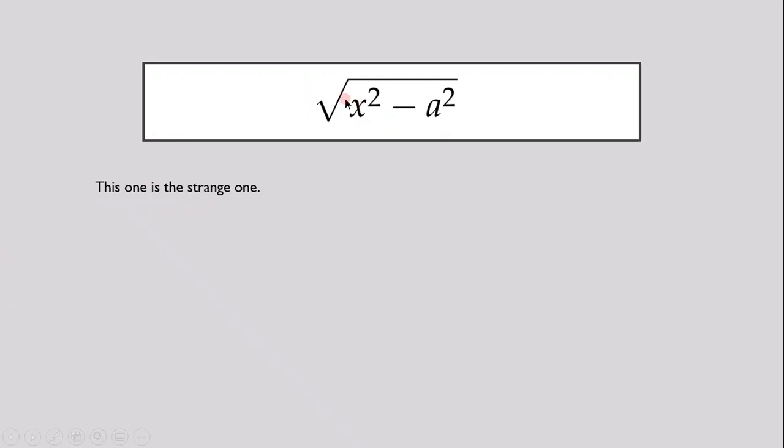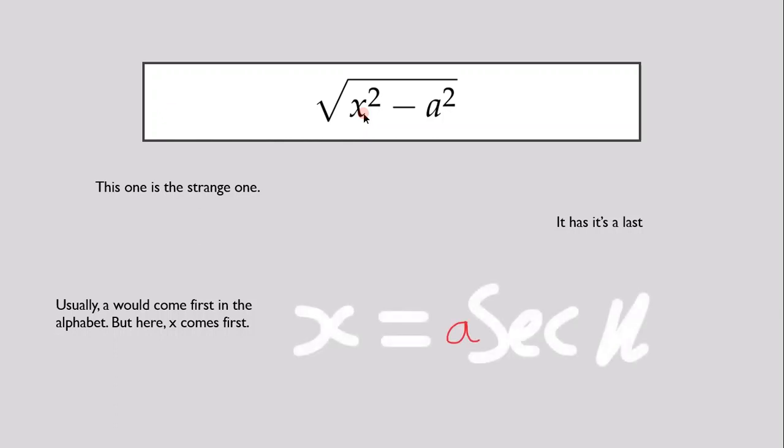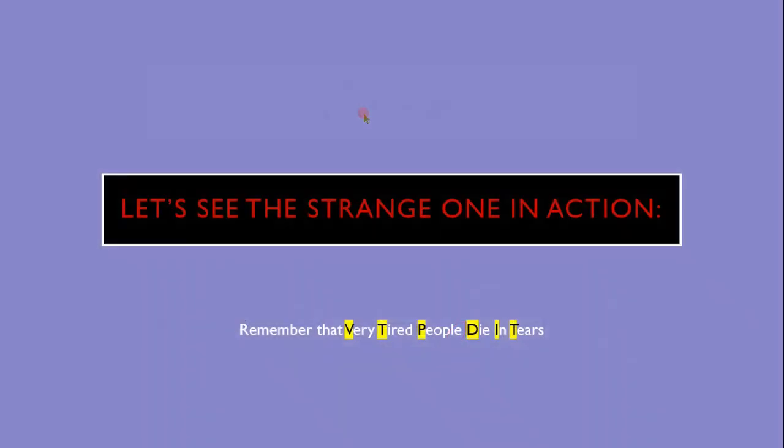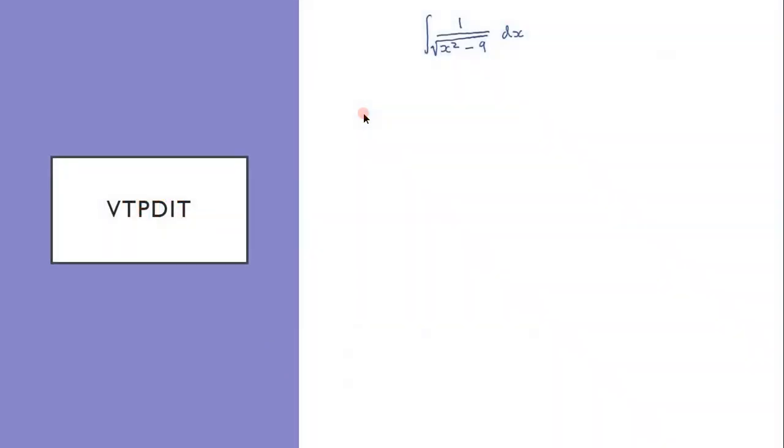So this one is a strange one. We don't have a squared first. Usually a would come first in the alphabet, but here x comes first. So you can just remember this one as a strange one, whatever helps you remember or memorize it. So for this one you substitute x as a sec of u. So let's see the strange one in action. Remember that very tired people die in tears. And I hope I'm not scarring anyone.